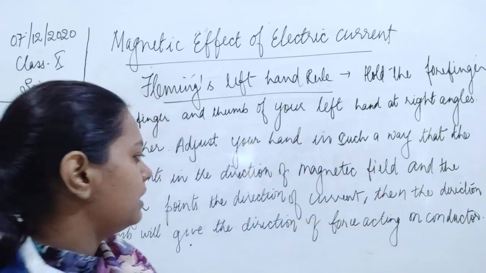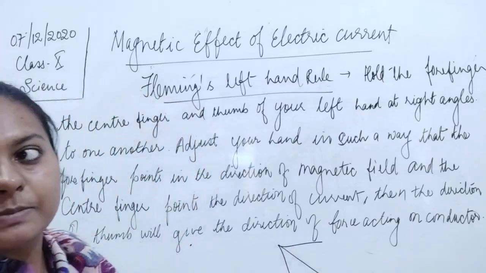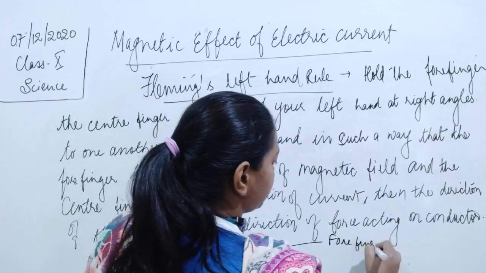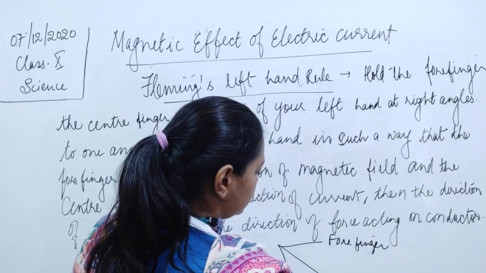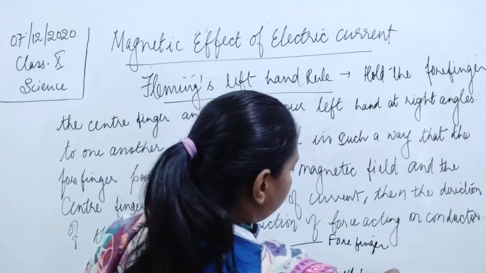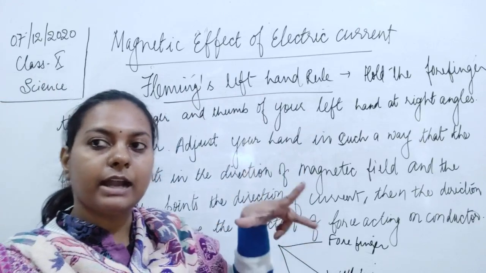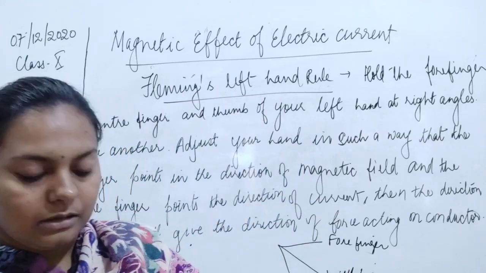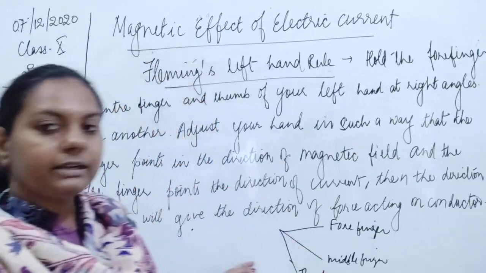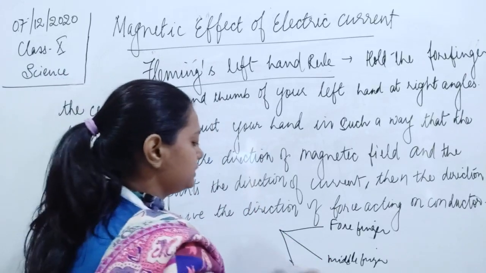ठीक है? अगर आपने अपनी फिंगर्स को ऐसे स्ट्रेच किया कि सारे फिंगर्स आपस में 90 डिग्रीज पर हैं तीनों. This is your thumb, and this is your middle finger. Now when you stretch all of these three in such a way that each of them is at 90 degrees, you can see this one is the direction of the thumb.